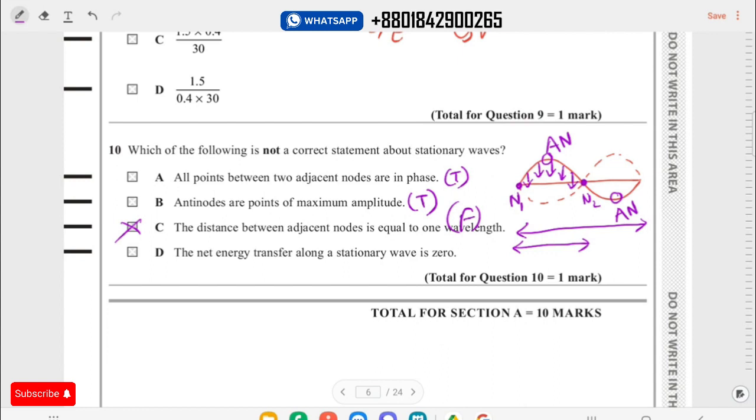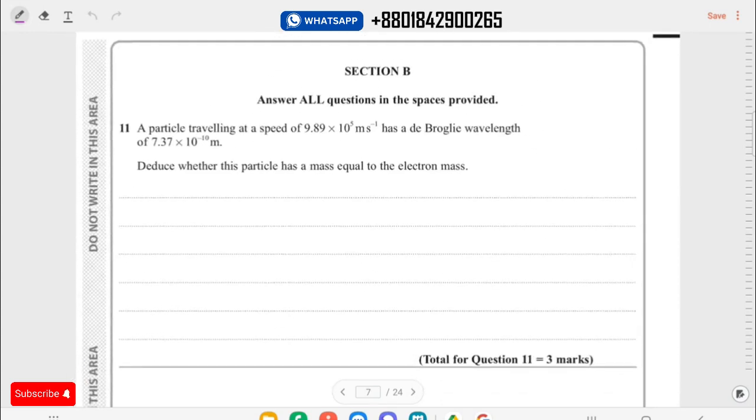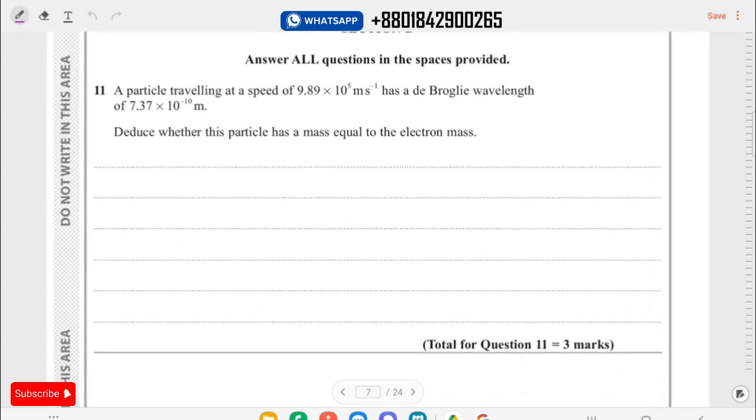Okay, so we're done with section A of Unit 2. We'll move to section B of Unit 2. A particle traveling at a speed of 9.89 × 10^5 m/s has a de Broglie wavelength of 7.37 × 10^-10 m. Deduce whether this particle has a mass equal to the electron mass.